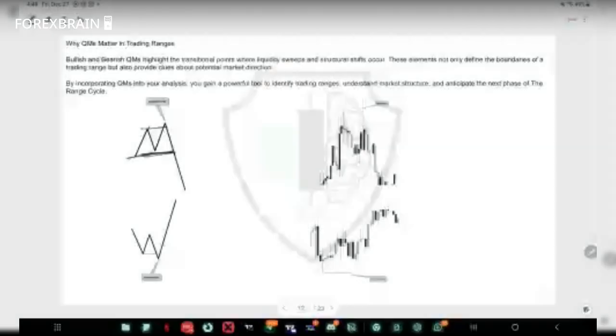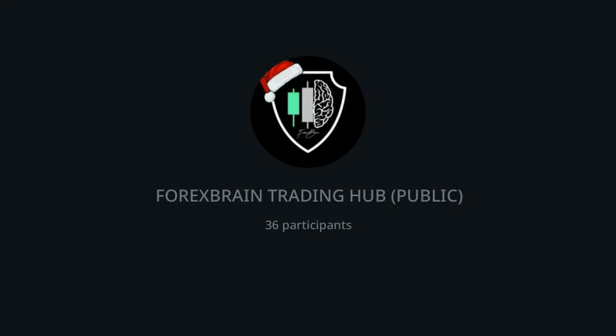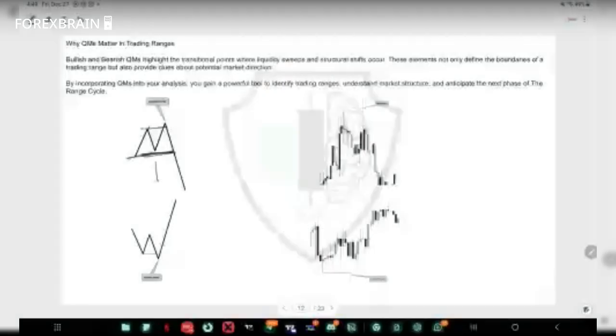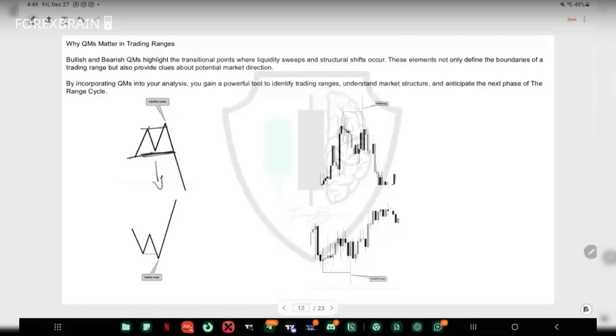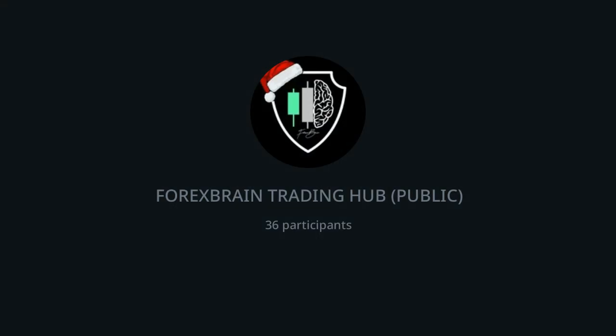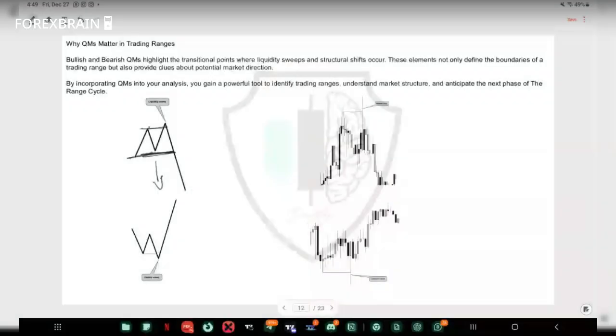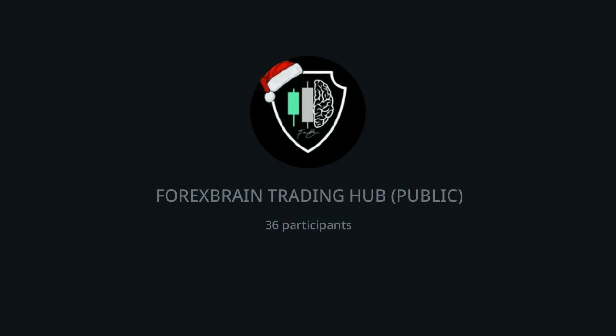You get. So these elements not only define the boundaries of a trading range, but also provide clues of potential market direction. Yes, because of where we broke structure to. So it means that's the particular place that we are actually heading to. So by incorporating QMs into your analysis, you gain a powerful tool to identify trading range, understand the market structure, and anticipate the next phase of the trading range cycle.